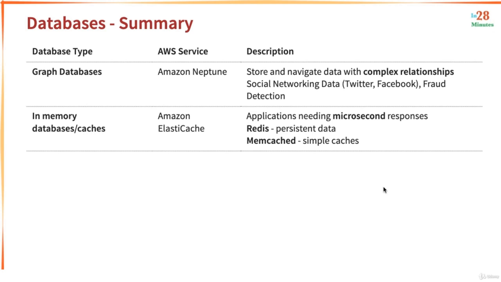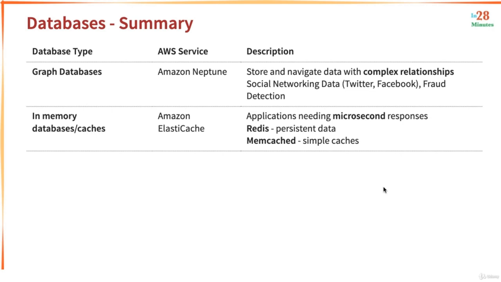Now, you go for in-memory databases and caches when you need microsecond responses. The service in AWS which provides that is Amazon ElastiCache. You can use Amazon ElastiCache as a cache in front of the database. You can set up Amazon ElastiCache as a cache for the data you store in RDS.